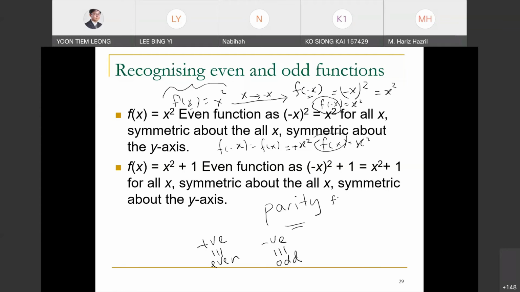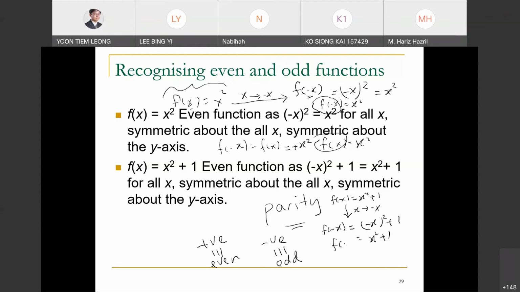Another example would be f of x equals x squared plus 1. Then you ask a very simple question: is this function x squared plus 1 odd or even? In order to do that, you just carry out this operation, replace x by minus x. When you see x, you replace it by minus x, then this is minus x squared plus 1, and what you got is x squared plus 1.